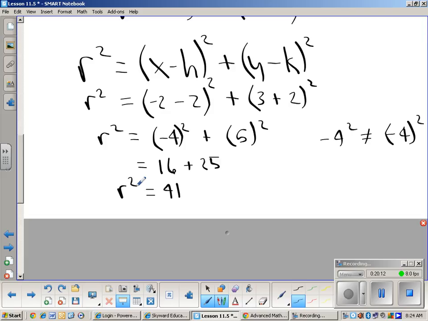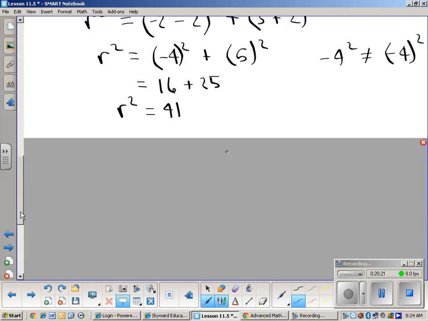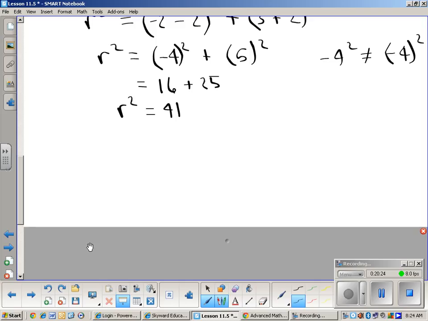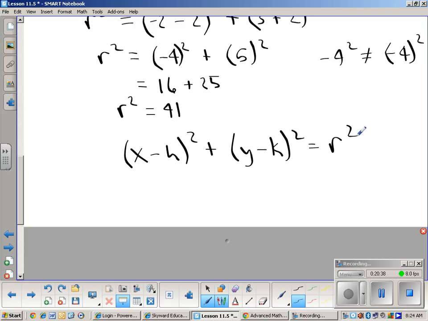So r would be what? Square root of 41. But guess what? I want the equation of the circle, which means I don't really need r. I really need r squared. Remember, the motto is x minus h squared plus y minus k squared equals r squared. Right? And what is r squared? Louder? 41.